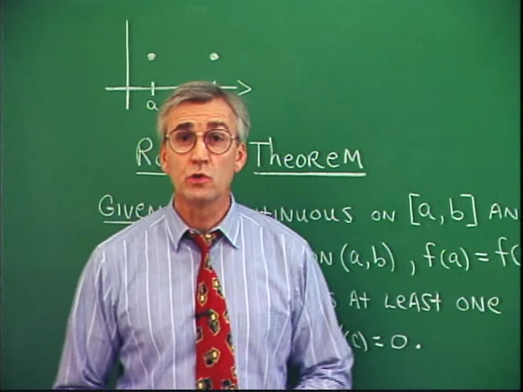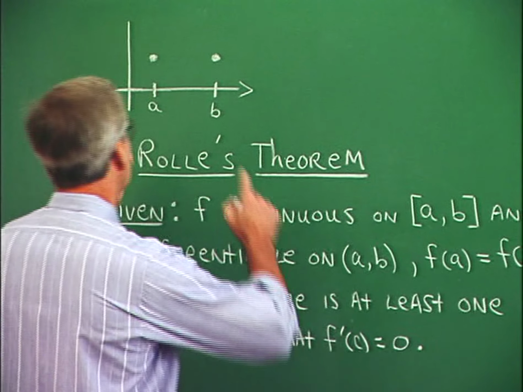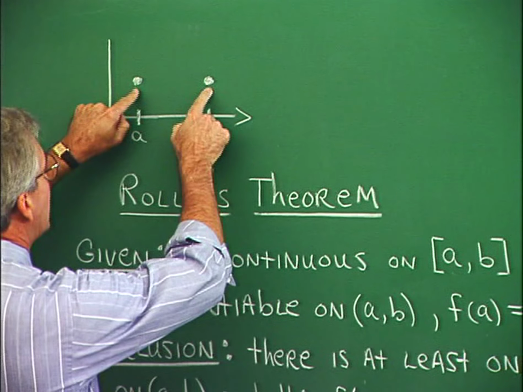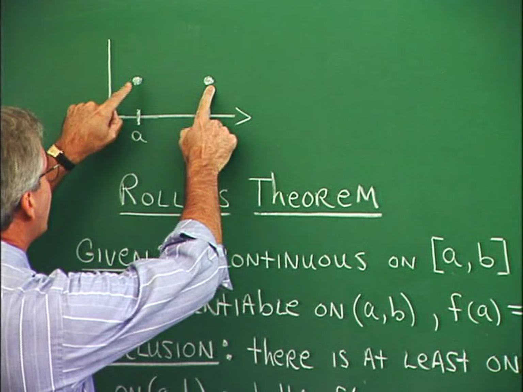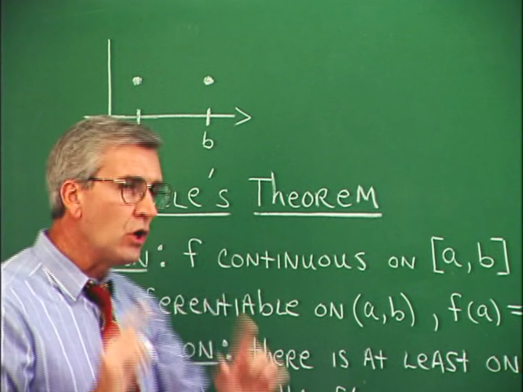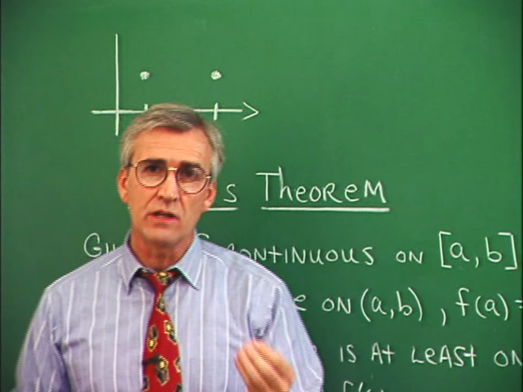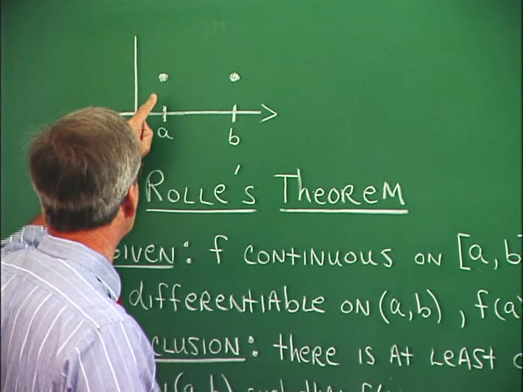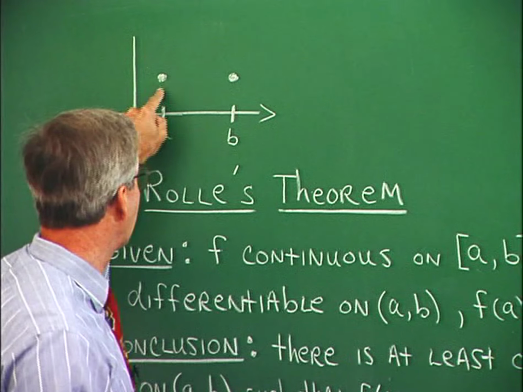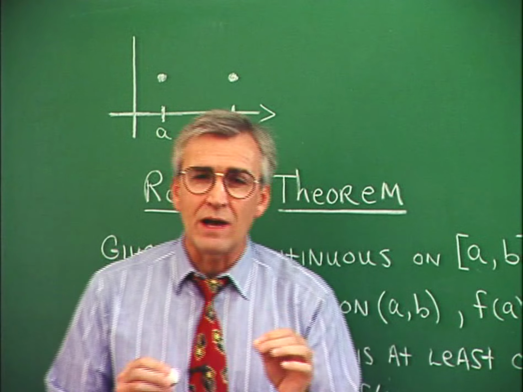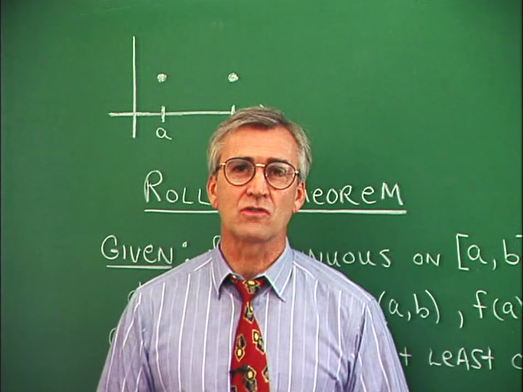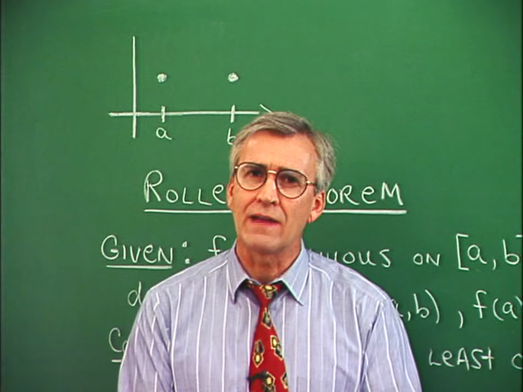Here's another rather intuitive idea. Suppose we have an interval a, b, and here is f of a, f of b. Now notice f of a and f of b are equal. There is no way to draw a continuous graph between this point and this point on the graph, f of a, f of b, so that we don't create a maximum or a minimum. We must create a max or a min if we're going to draw that kind of graph.